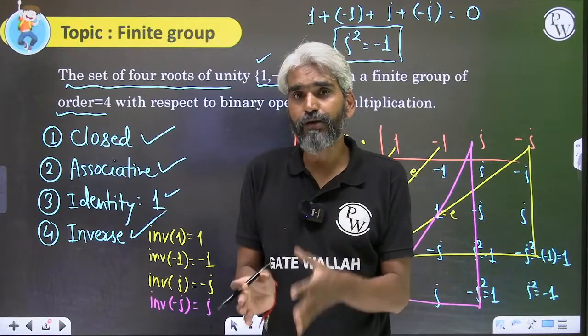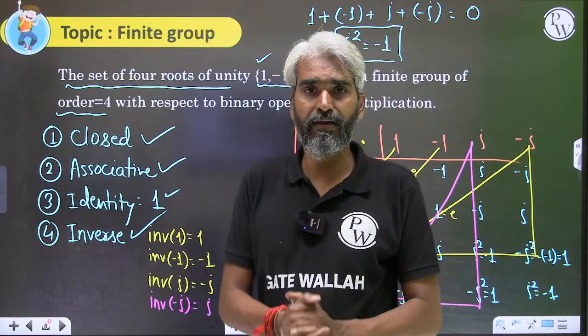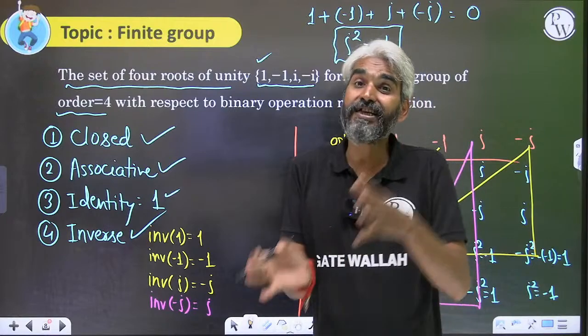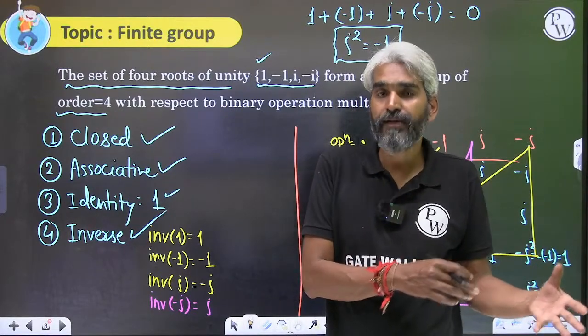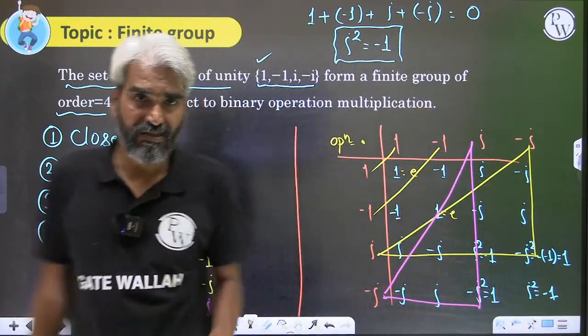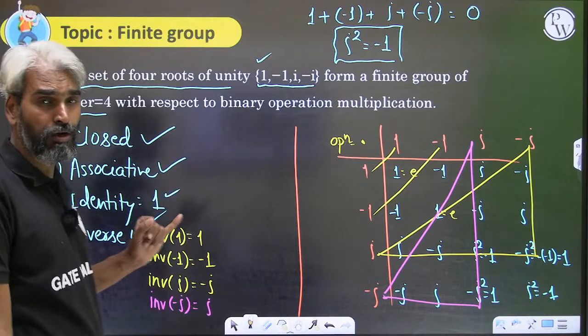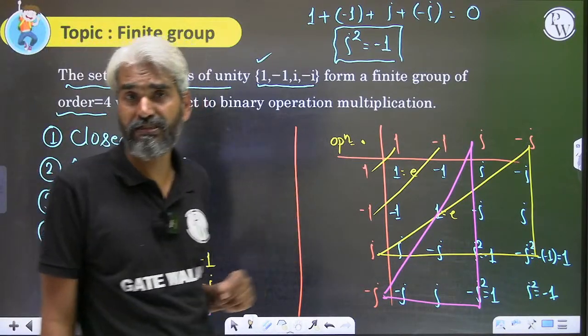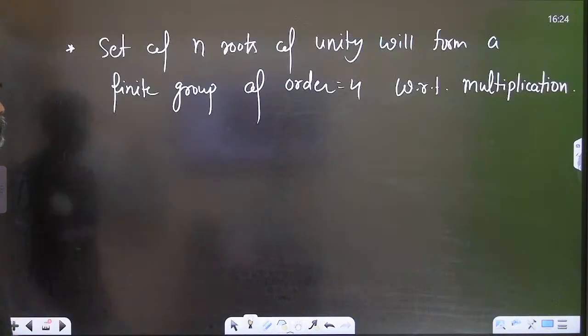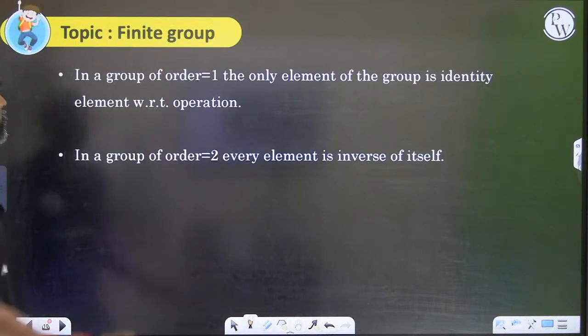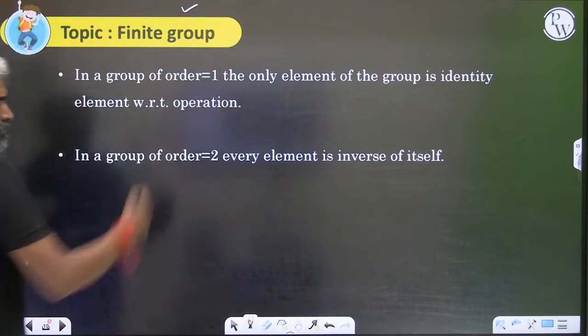In order to create some other finite groups of real numbers, we will have to change the operation. There are 2 types of operations defined. One is addition modulo m operation, another is multiplication modulo m operation. So these are some basic properties.